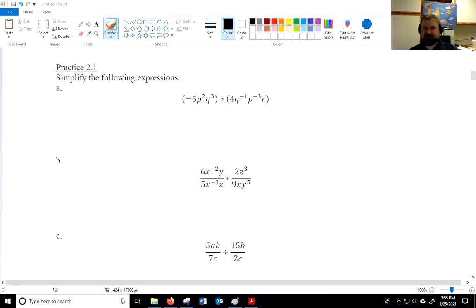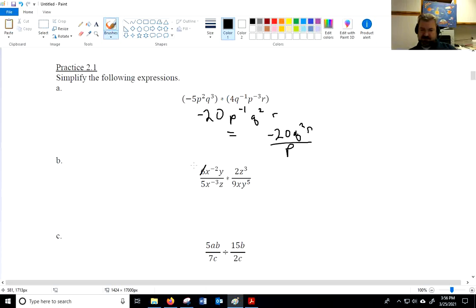All right, let's see how you did. All right, you should have multiplied these and got negative 20, p to the negative 1, q to the second, and then r. You got to mind your p's and q's on this one, though, don't you? Negative 20 q squared r over p to the first. Don't move the negative 20. It's fine. It's got an exponent of positive 1.